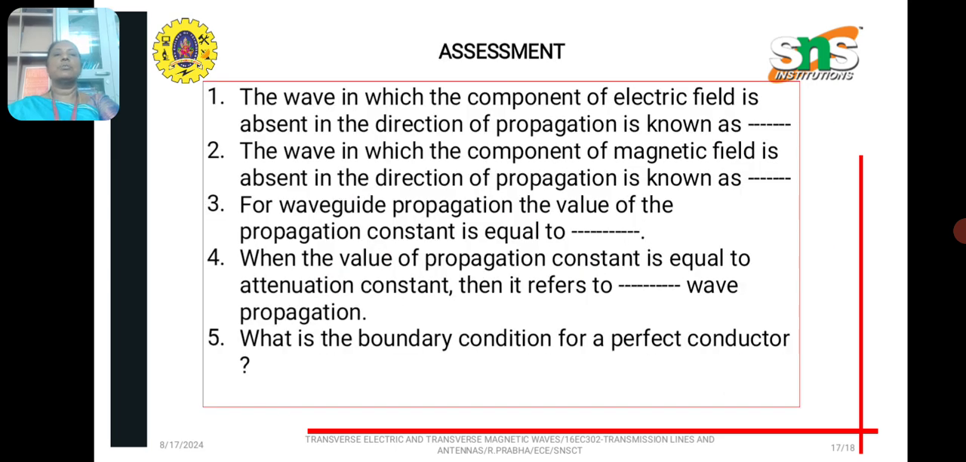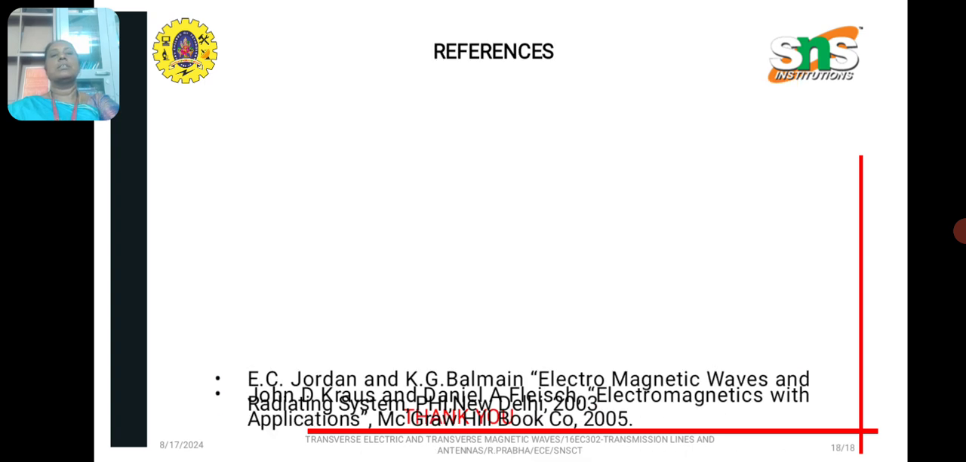So these are the assessment questions. The wave in which the component of electric field is absent in the direction of propagation is known as TE waves, and the wave in which the component of magnetic field is absent is called transverse magnetic waves. The value of the propagation constant is equal to C. And what is the boundary condition for a perfect conductor? The tangential component of the electric field is 0 at the surface of the boundary. Thank you.